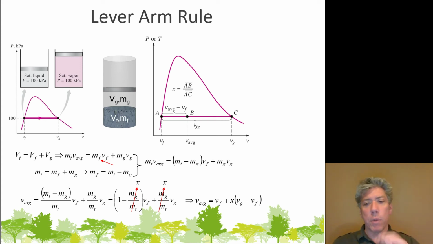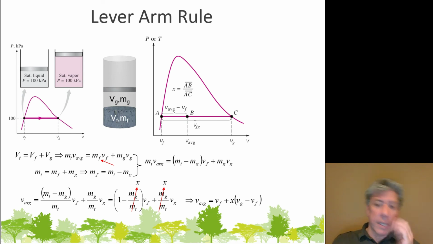Actually, it's very important because notice VF and VG are things we can look up. We have tables for these things. So if you know the quality and you know that the system is at some saturation state, some particular pressure or whatever, then you can look up VF and VG, you know the quality, and you can then calculate the average specific volume of the system. This is a very handy thing, okay?